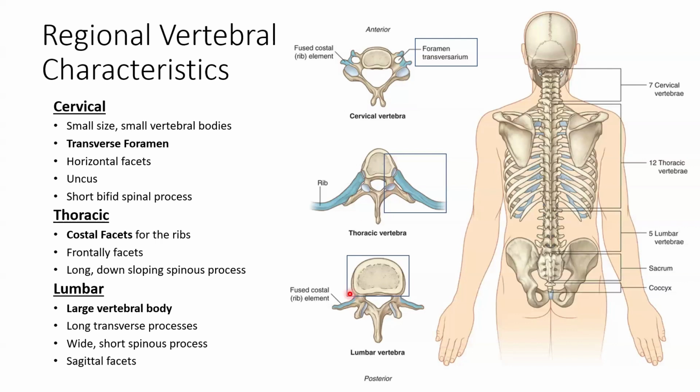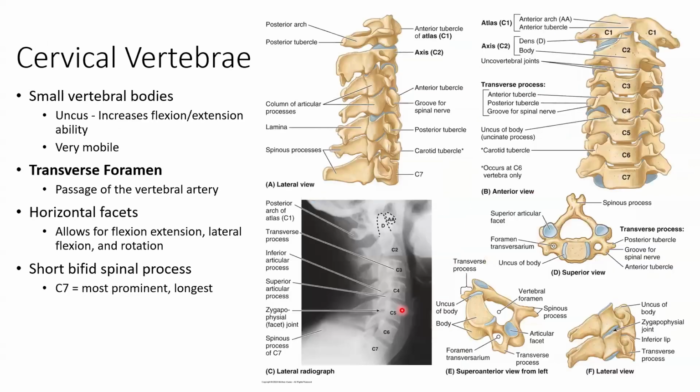And then finally, in the lumbar spine, very large vertebral bodies, more weight bearing happening there, large vertebral bodies to help with that. They have long transverse processes. Transverse processes are muscular attachments, and we get large stabilizing muscles anchoring in the lumbar spine, so that makes sense. Short, wide spinous process and sagittally oriented facet joints. So we'll go through these in just a little bit more detail here.